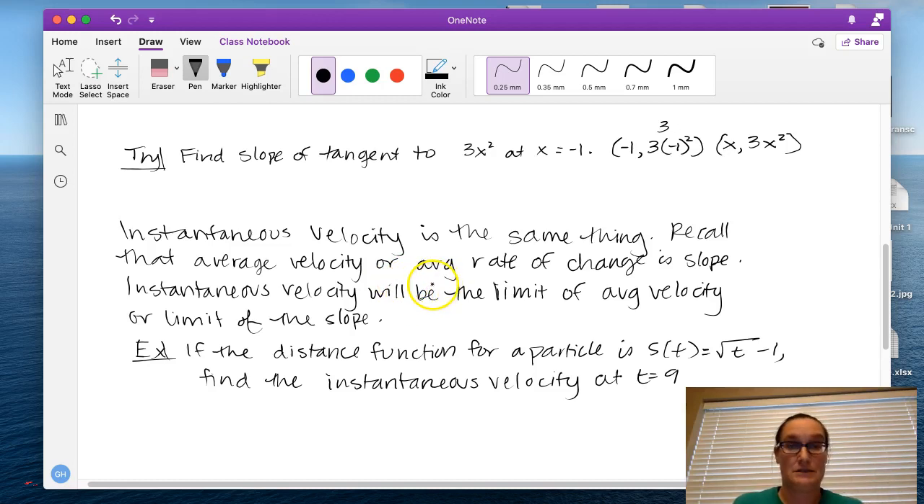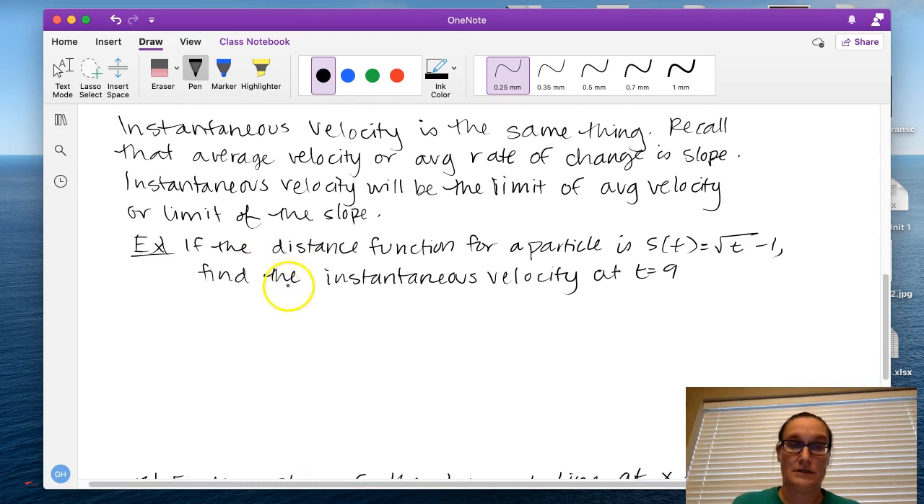It's your distance, change in distance over change in time. It's the same thing as slope, change in y over change in x. All right, so let's take a look at this one.